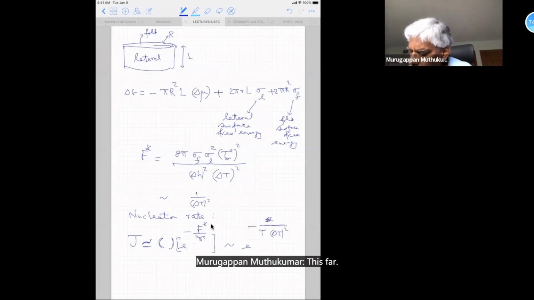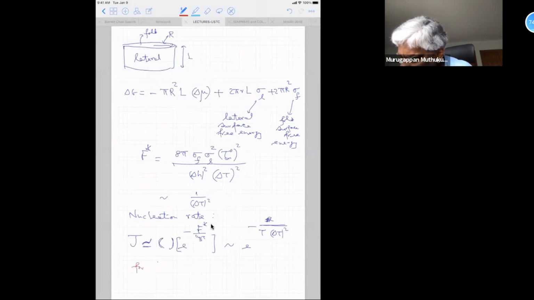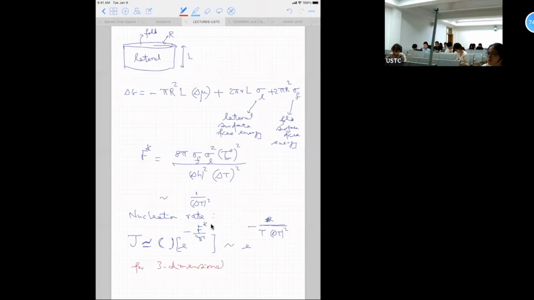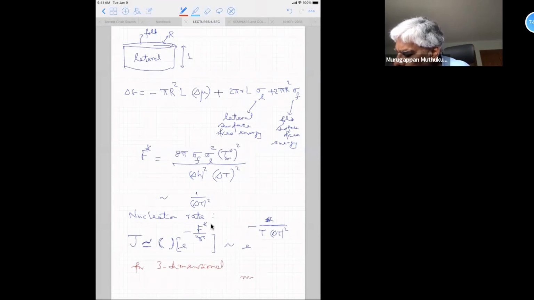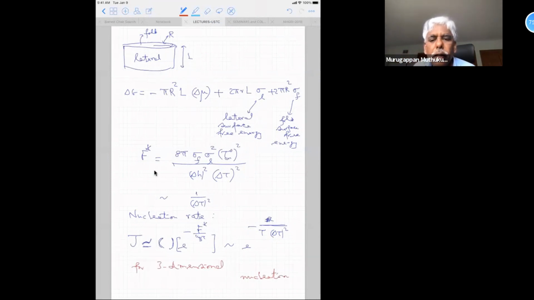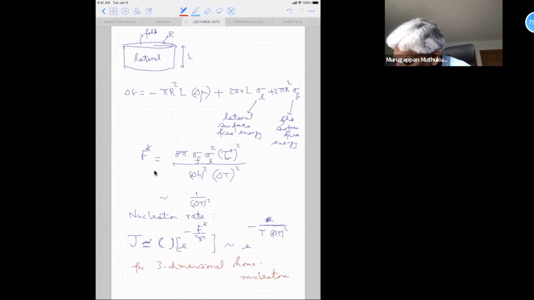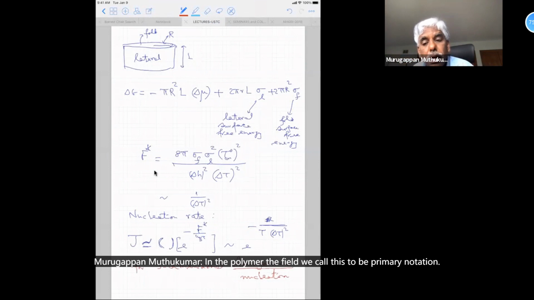This is for three-dimensional nucleation. Since this nucleation is taking place on its own, without any surfaces, without any catalyst around, without any other external fields, this is three-dimensional homogeneous nucleation. In a polymer field, we call this primary nucleation.